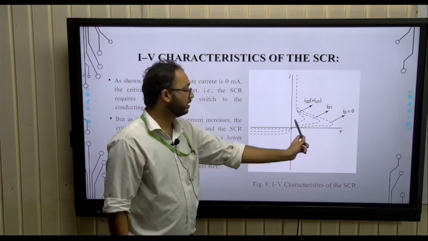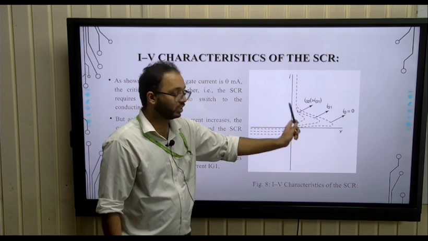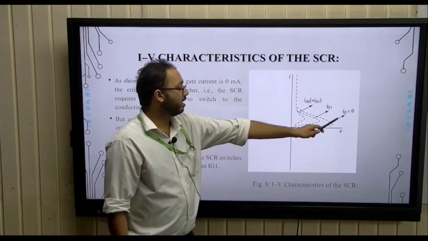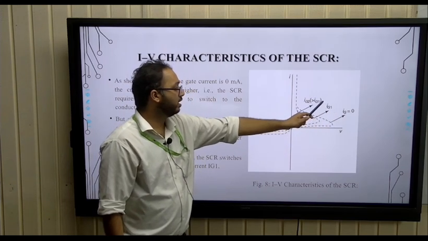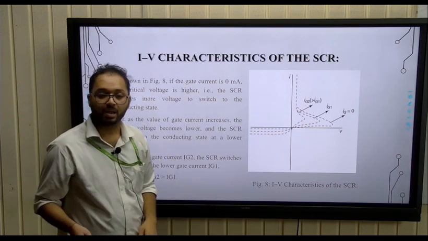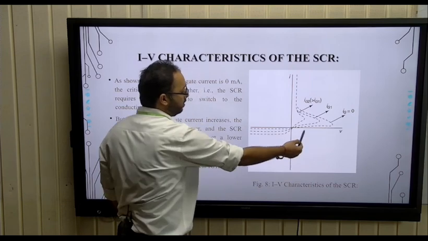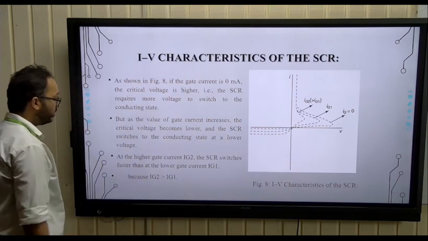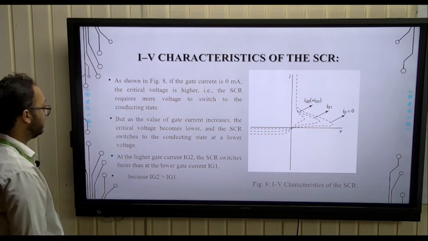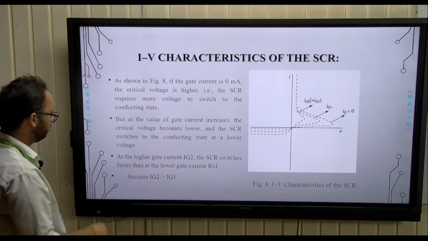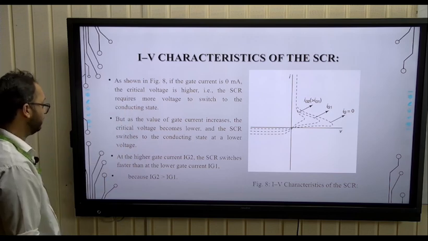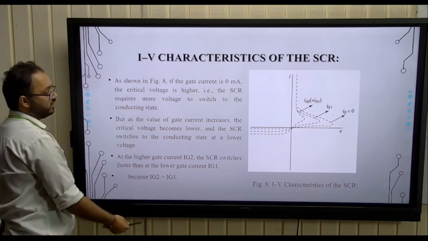The more the gate current is, the more the leakage current goes, but it turns the device on quickly. Okay, so you can see I have increased from Ig0 to Ig1 and Ig2, and Ig2 is always greater than Ig1. What also happens is that VBO is decreased. Okay, these three points just depict what I have said: it requires more voltage to switch to the conducting state when Ig is 0, and when the gate current is increased, the SCR switches to the conducting state at a lower voltage, and this is because Ig2 is greater than Ig1.